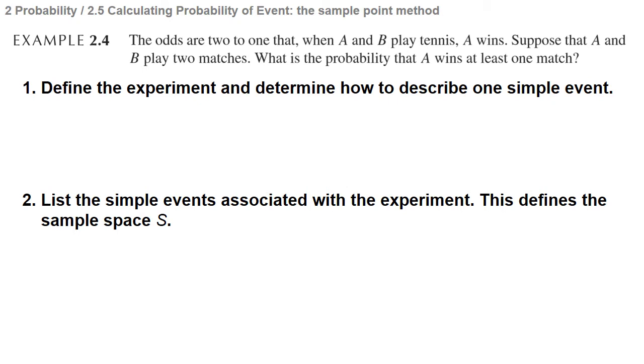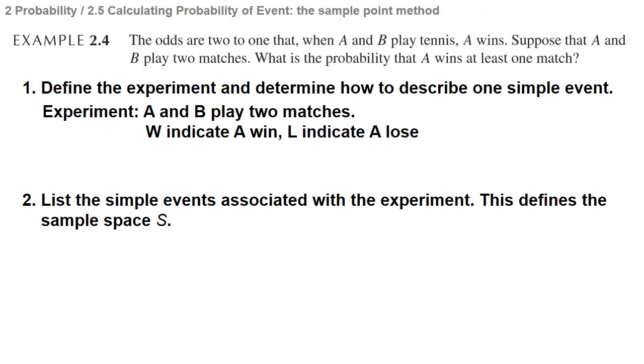Okay, step 1: define the experiment and determine how to describe one simple event. So what's the experiment here? A and B play 2 matches of tennis and then win or lose. That's our experiment. W indicates A wins and L indicates A loses. Let's describe one simple event. A simple event would be WW, A wins 2 times in a row. That would be one simple event.